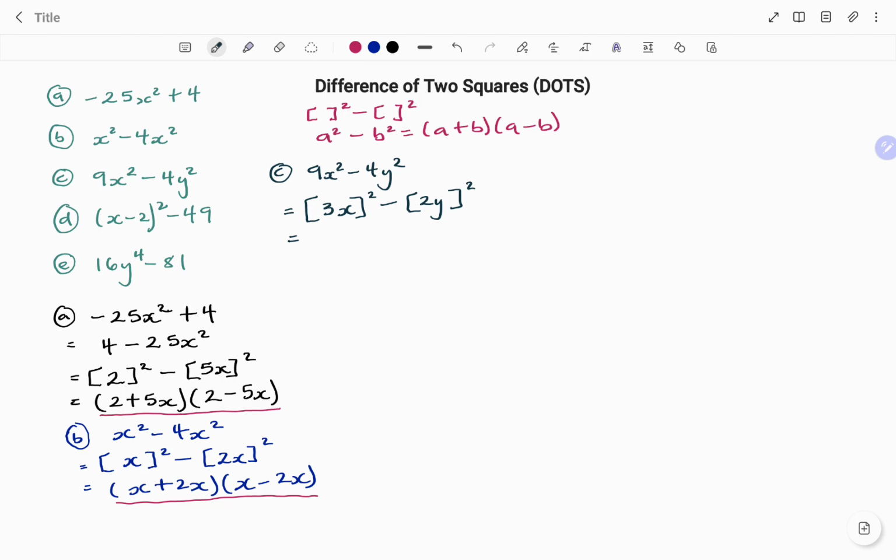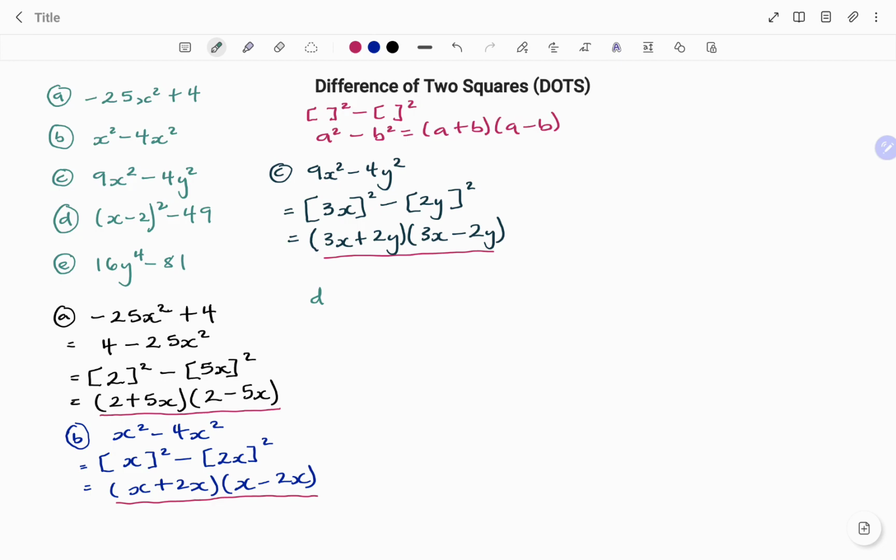And once I can get it in that format, I can factorize, applying the dots technique. That will be 3x plus 2y, 3x minus 2y. That's my answer.